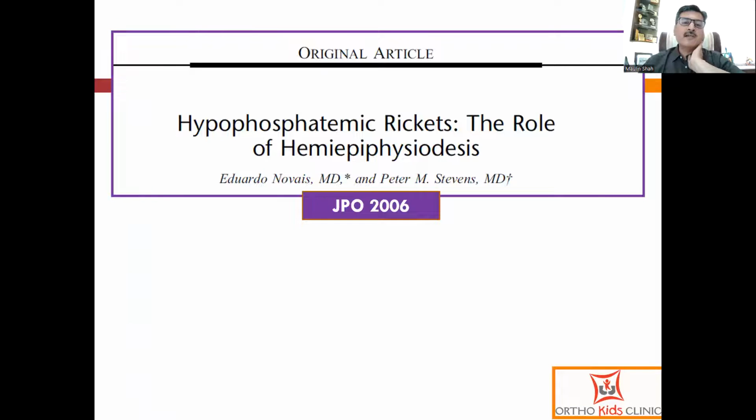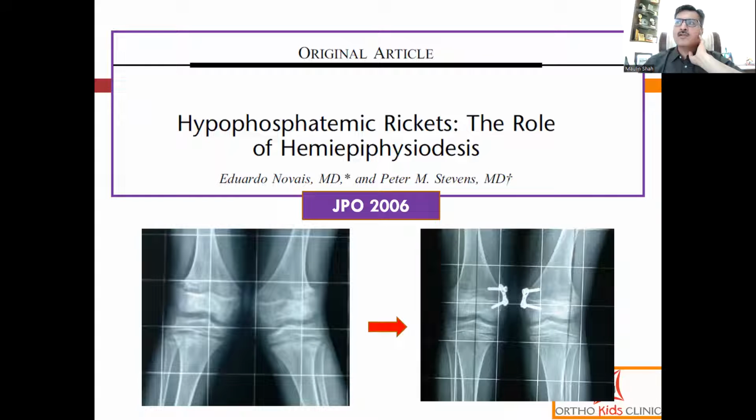And there's a nice paper by Peter Stevens himself in JPO 2006, hypophosphatemic rickets, the role of hemiepiphysiodesis. What we see is these children have diaphyseal and global deformity. So when they're young, you can use growth modulation to neutralize their mechanical axis. And once they become skeletally mature, we use intramedullary nails to correct the diaphyseal deformity.